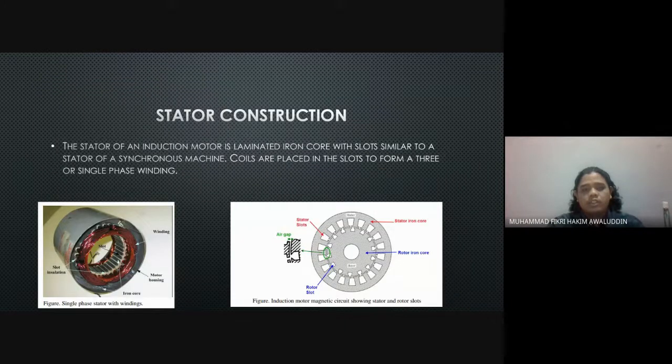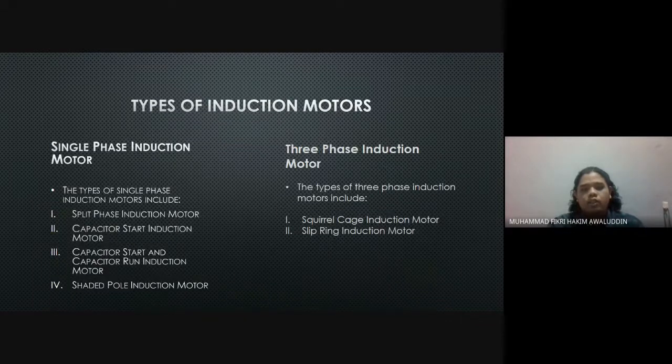So, stator construction. The stator of the induction motor is a laminated iron core with slots, similar to the stator of a synchronous machine. Coils are placed in the slots to form a three single-phase winding. This is the figure of the single-phase stator winding. There are two types of induction motor, single-phase induction motor and also three-phase induction motor. These are the induction motors.